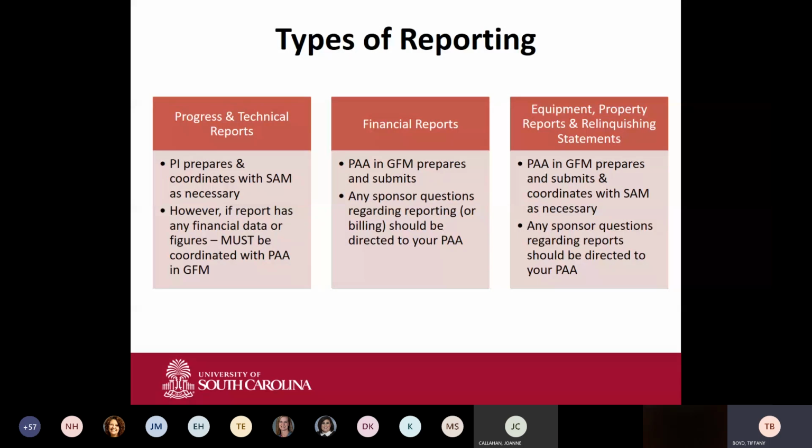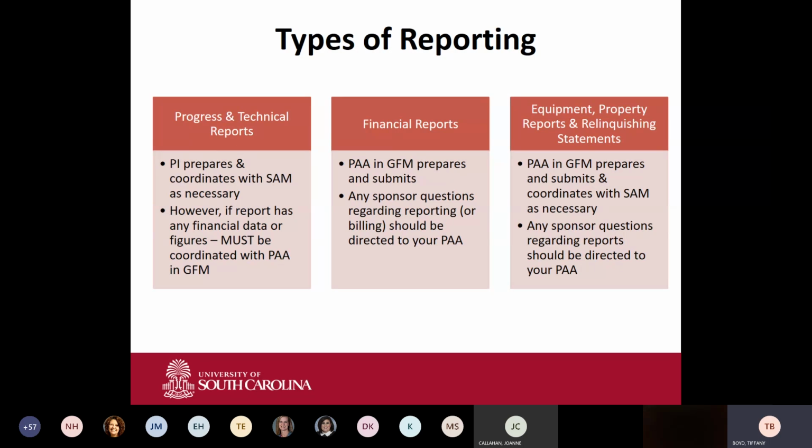The other type of reporting is financial reports. And again, the PAA and GFM prepares and submits those. And any sponsor questions that you may get regarding reporting or billing, sometimes sponsors will reach out to the PI or to the business manager. Always loop the PAA in and direct those to the PAA if you receive those. Again, if it's related to financial reporting or billing, just because of how expenses hit our accounting system and things of that nature, please make sure you loop in the PAA so that they can answer those questions appropriately.